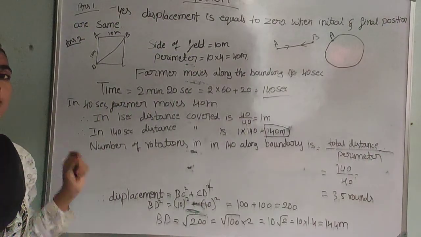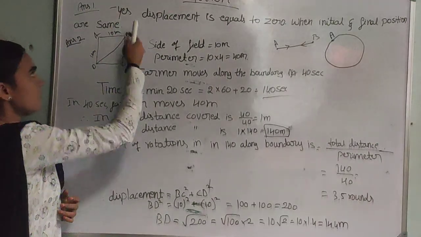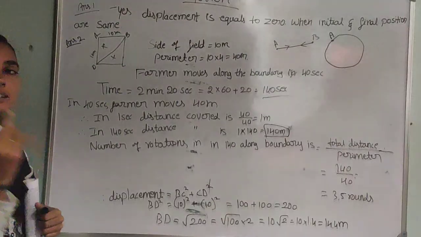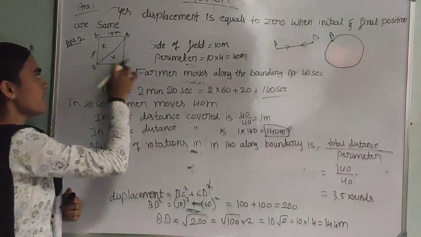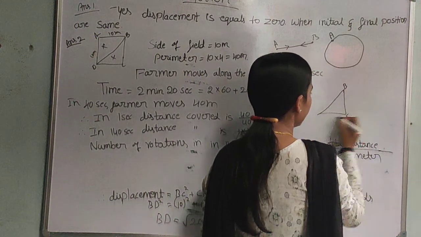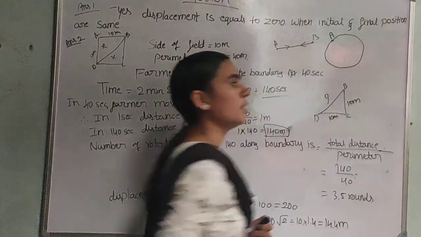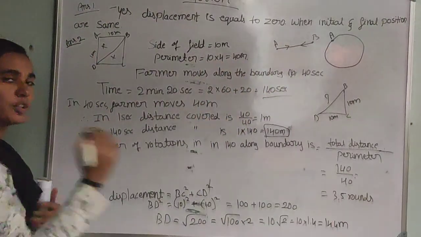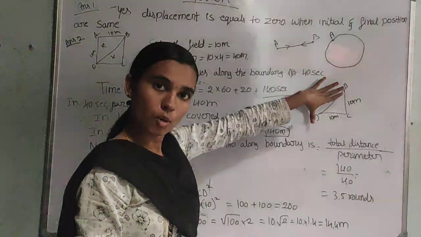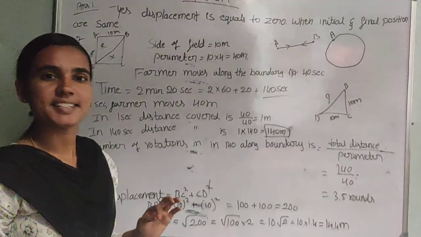To find the displacement of the farmer, we are using the Pythagoras theorem. So just observe this. We are observing the two right angle triangles. Yes or no? In this we are taking the one right angle triangle, that is BCD. Here also same. We have to find out the displacement. So we know the Pythagoras theorem. What is the Pythagoras theorem? The square of the hypotenuse is equal to the sum of the squares of the opposite side and adjacent side.